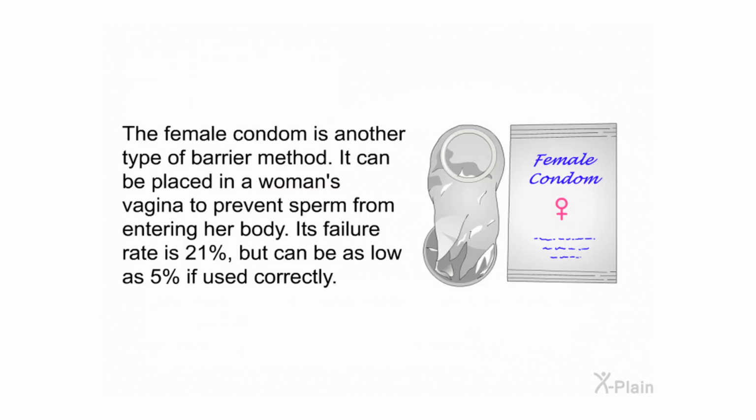The female condom is another type of barrier method. It can be placed in a woman's vagina to prevent sperm from entering her body. Its failure rate is 21%, but can be as low as 5% if used correctly.